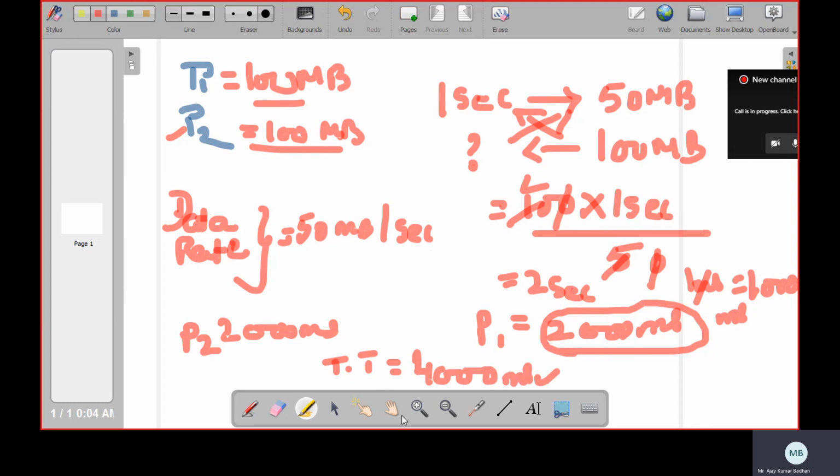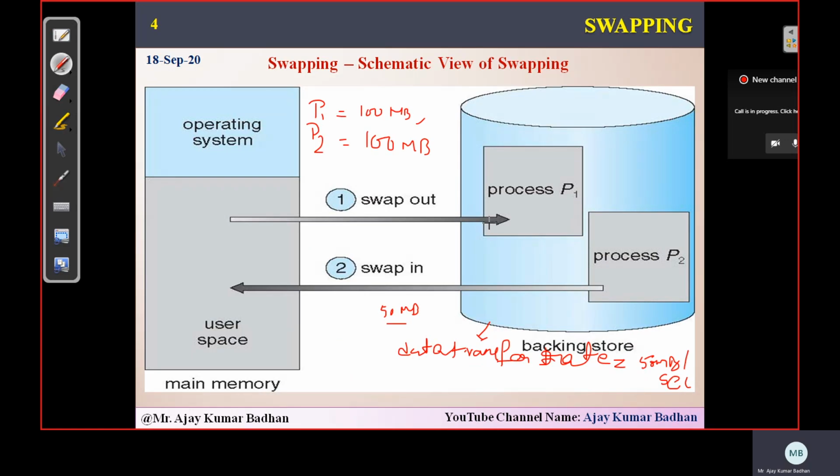So it will take 4000 milliseconds of time to swap in process P2 and to swap out process P1. Now most of the time in this will be related to something called transfer time. And during this transfer time, your CPU will be sitting idle. Why? Because we are interchanging the processes, P1 and P2. During this, the CPU will not be able to execute any process. Why? Swapping is going on.